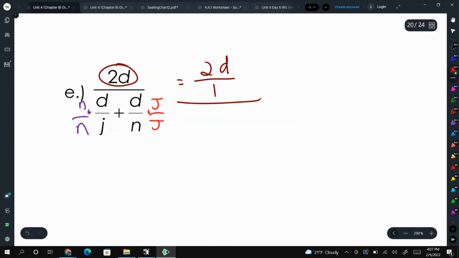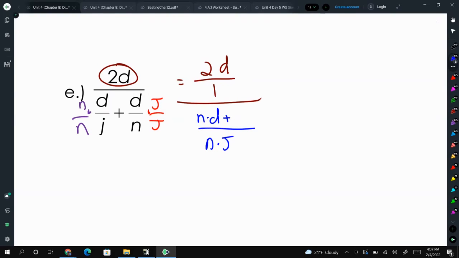The first one will multiply by n over n, and the second one will multiply by j over j, which means the denominator of my smaller fraction is n times j. And we're going to have n times d plus d times j. Now, you can't cancel anything out in this one because we have an addition sign here.